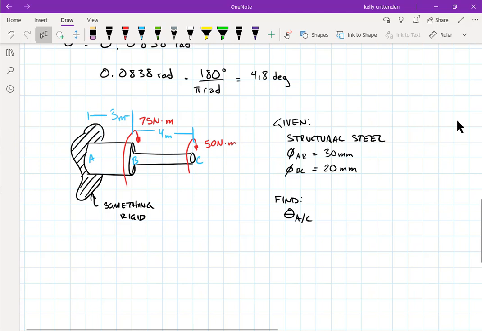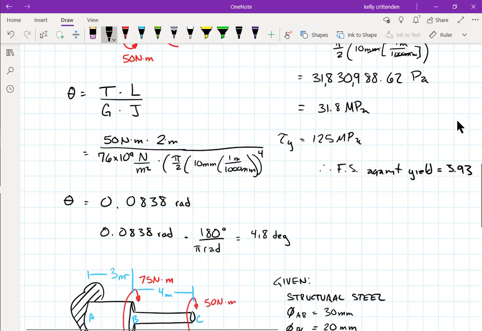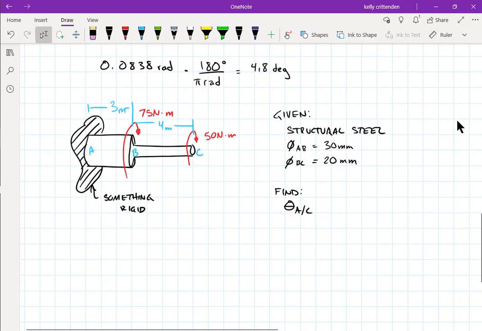This works the same way as when we were doing changes in length, where each time that something in my equation changes, like the torque changes, or the modulus of rigidity, meaning the material changed, or J, the polar moment of inertia, meaning the size of it changed. Anytime one of those things changes, I have to define a new section. So this one would have two different sections. I'd have to calculate the angle of twist in section AB separate from the angle of twist in section BC.